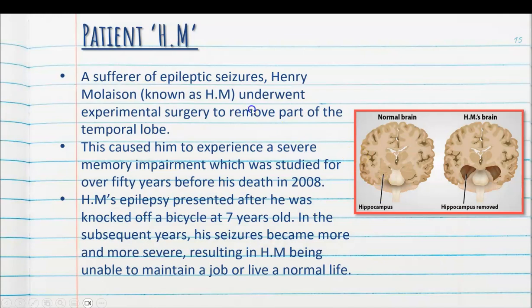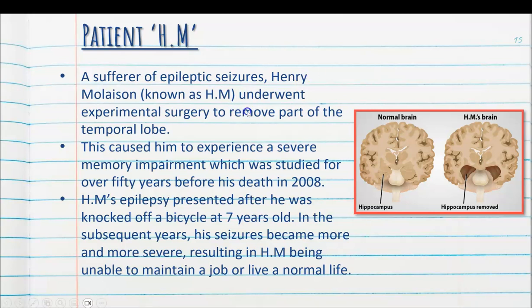Okay, moving on to patient HM. So probably one of, if not the most famous figure in neuropsychology. So HM is what he was referred to. He suffered a lot of epileptic seizures. So his actual name was Henry Moliason, but again, more commonly known as HM.